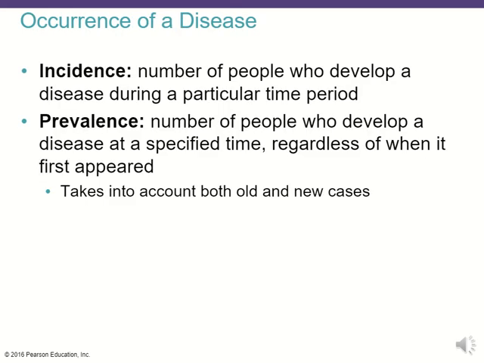As far as measuring the occurrence of particular diseases, incidence is simply the number of people who develop a disease during any particular time period, whereas prevalence is the number of people who have a disease at a specific time, regardless of when it first appeared. The latter takes into account both old and new cases.